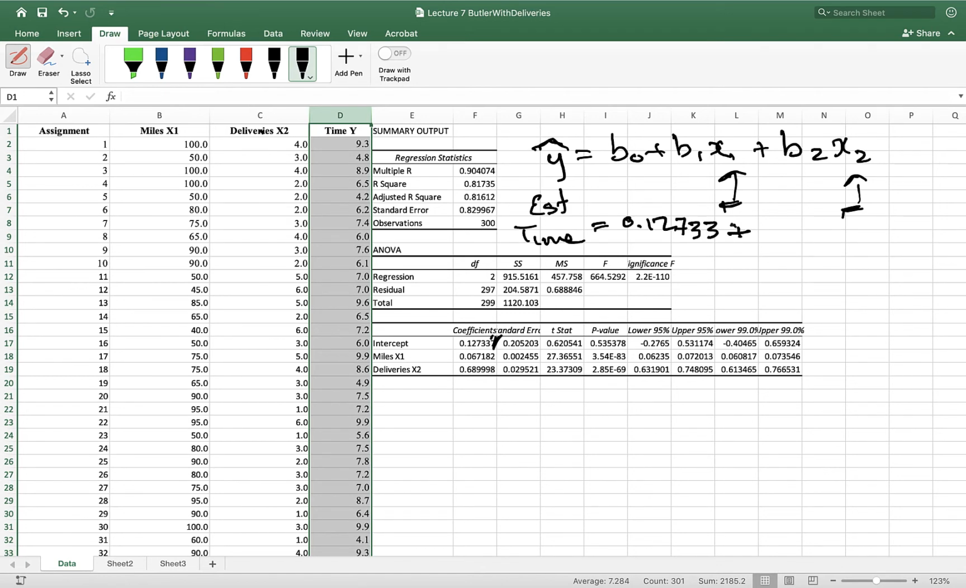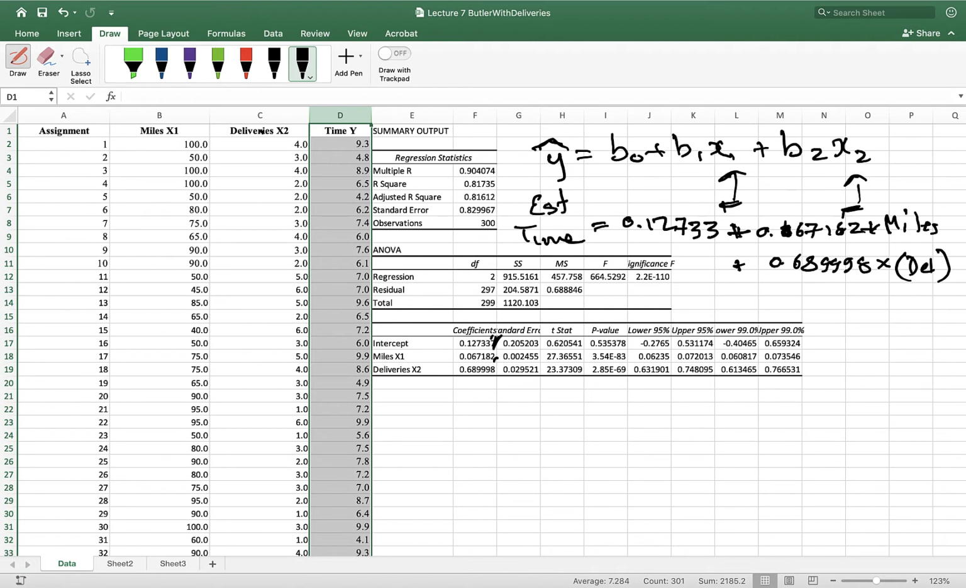0.12733 plus b1, which I'm getting from the next cell down, 0.067182, and that's going to be multiplied by x1, and x1 is miles, so multiplied by the number of miles, and then we're going to add in 0.68999 times the number of deliveries. So let's put the deliveries. Okay, and that's our multiple regression model.